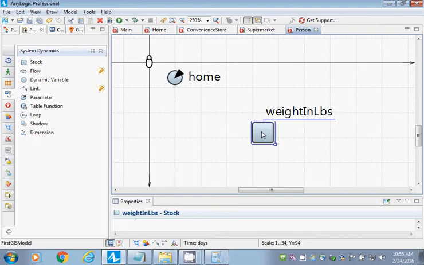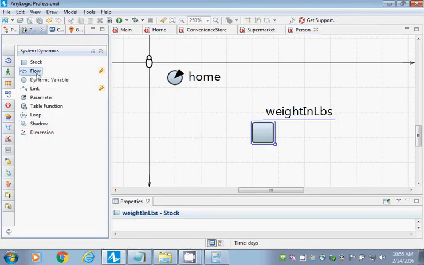And we're going to have a flow in called energy in.